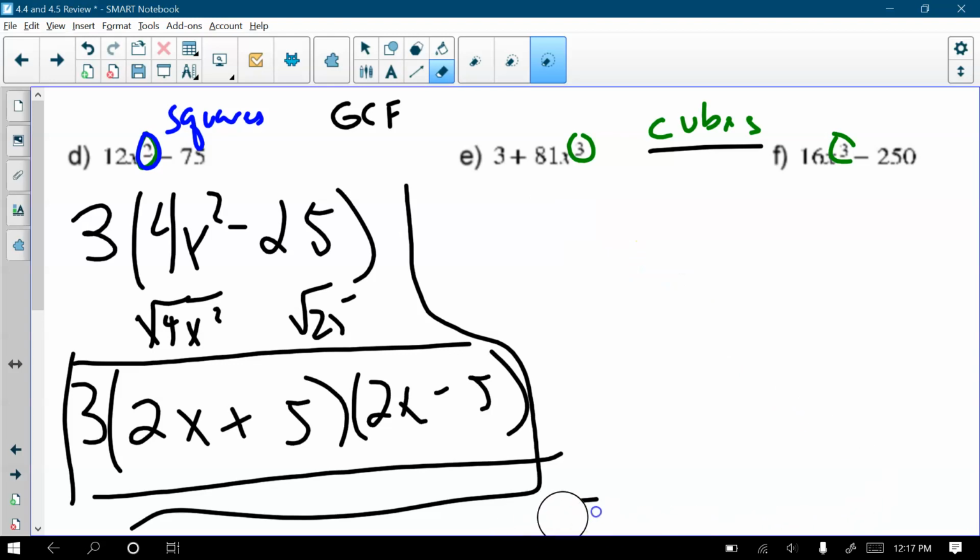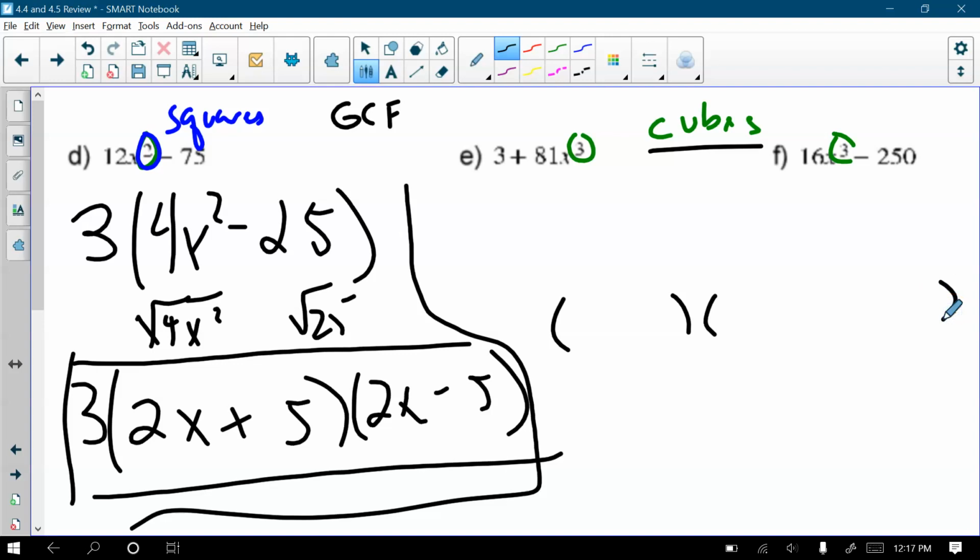All right, so now let's go and do letter F. So we need 16x cubed minus 250. Please notice that this is a cube, so we will need that SOAP. So I'll go and set that up. Again, it's same, opposite, always positive. So plus, opposite sign of minus is going to be a plus. Same sign will be a minus. Okay, I also said that there is going to be a B, and a B squared. And I said that there's going to be an A squared, and an A.